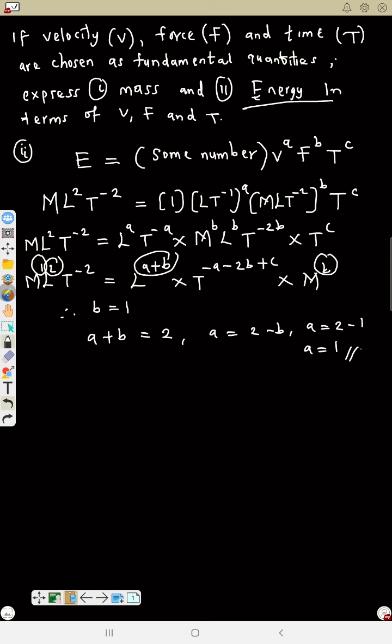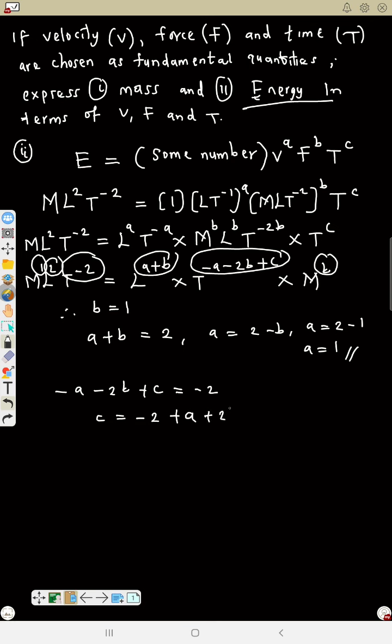That means a is 1, b is 1. So to find c, we can equate the t. That means minus a minus 2b plus c is equal to minus 2. The power on t will be equal to the power on t here. So if we equate now, this will become c is equal to minus 2 plus a plus 2b. So c is equal to minus 2 plus 1 plus 2 times 1.